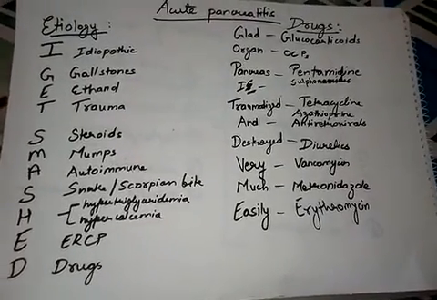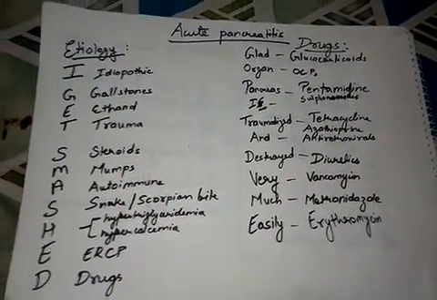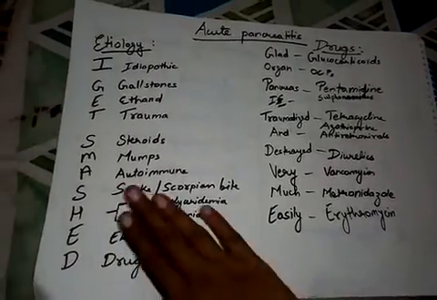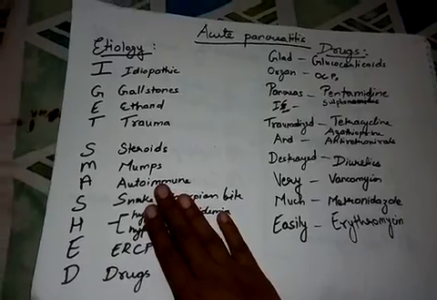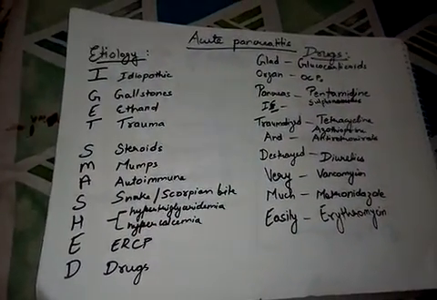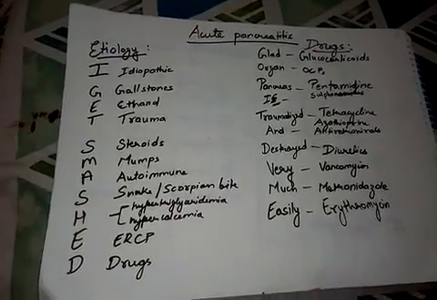Now we come to acute pancreatitis. Acute pancreatitis is acute inflammation of pancreas, as the name suggests. First we will discuss its etiology. To remember its etiology, there is a famous mnemonic which is known as I get smashed.